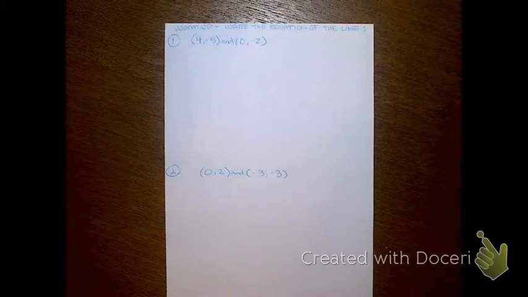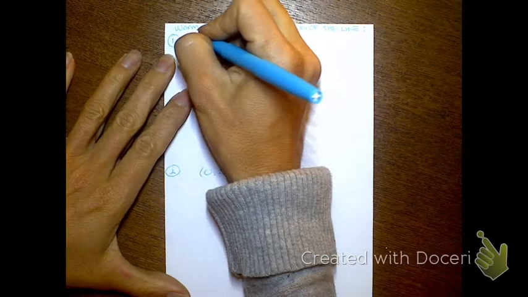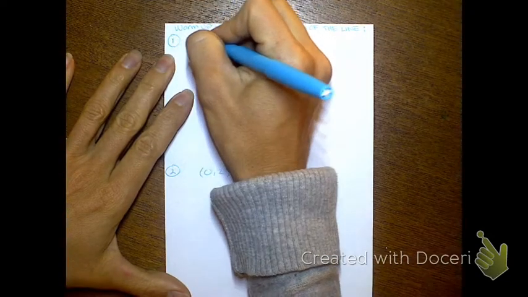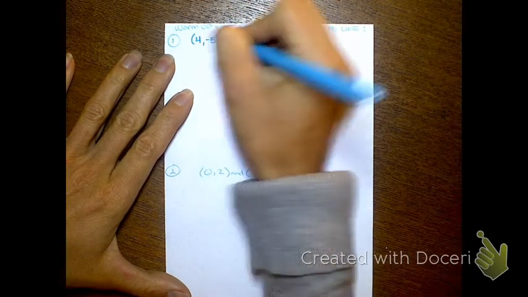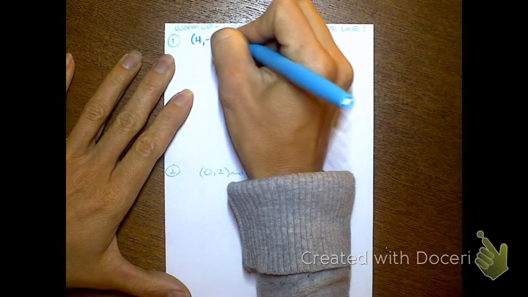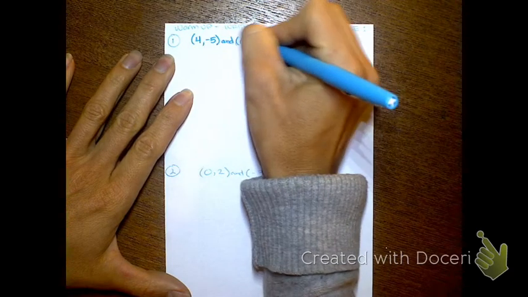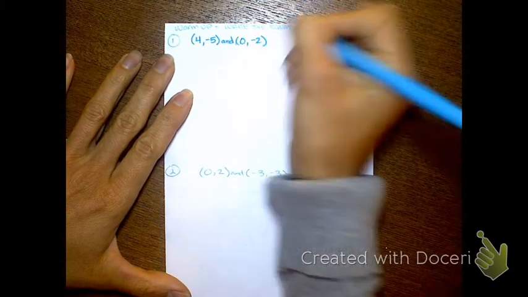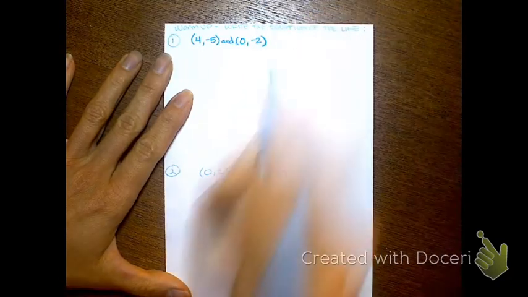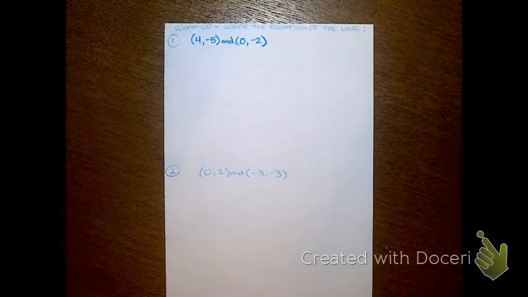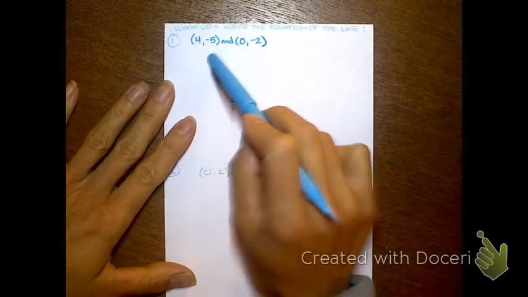Okay, so I'm going to do your first warm-up problem with you. Remember, this is just a review of what we did on Tuesday. What we did on Tuesday was we worked on writing the slope-intercept form of the equation of the line that passes through 2 points. So here are your 2 points, right?